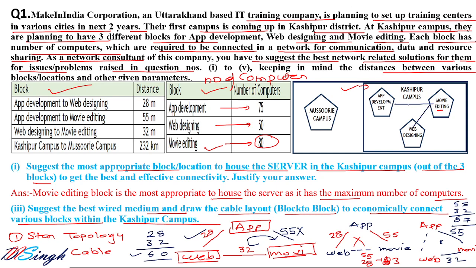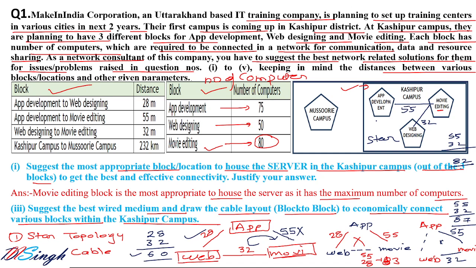Movie editing to app development, how many meters does it have? It has like 55 meters. And here we have movie editing to web designing, we have like 32. So what is the sum? 55 plus 32, that is going to give us 87, but it is going to generate what?